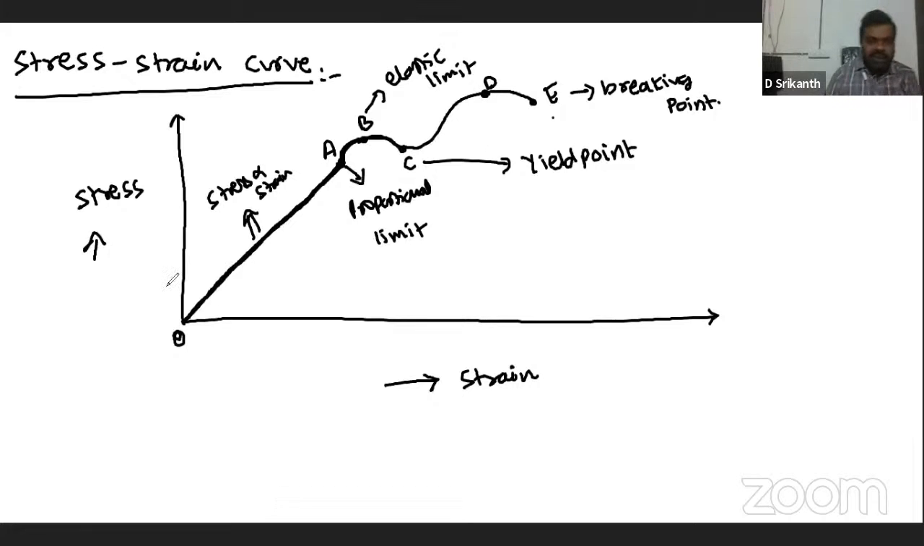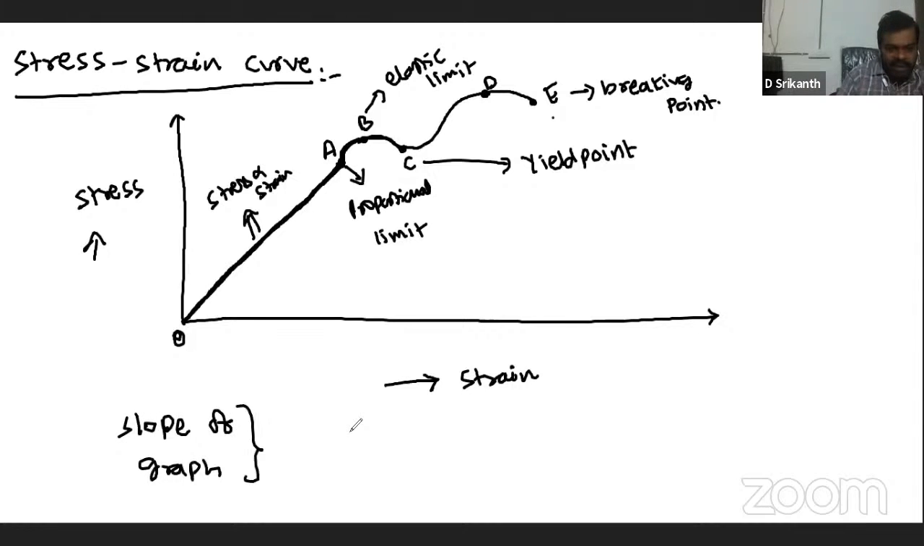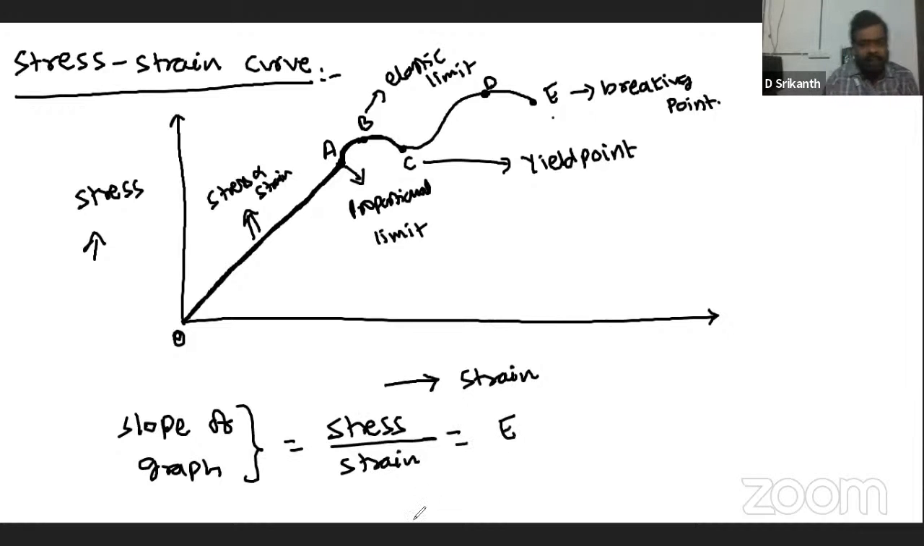So for the graph between stress and strain, if you see the slope of the graph, that is nothing but stress by strain. Stress by strain, that is nothing but modulus of elasticity.